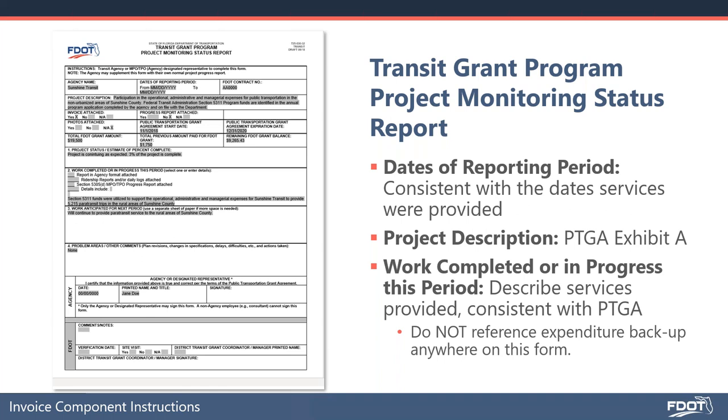The work anticipated for the next period, a one sentence description: this agency is using 5311 to provide paratransit trips in the rural area. That is the description provided, so they're going to continue doing so. Any problem areas? No problem areas. If you have any issues, please reach out to your FDOT project coordinator prior to submitting the status report. And then the rest is pretty self-explanatory. Oh, and make sure you sign it. Please sign your forms before they are submitted to us.